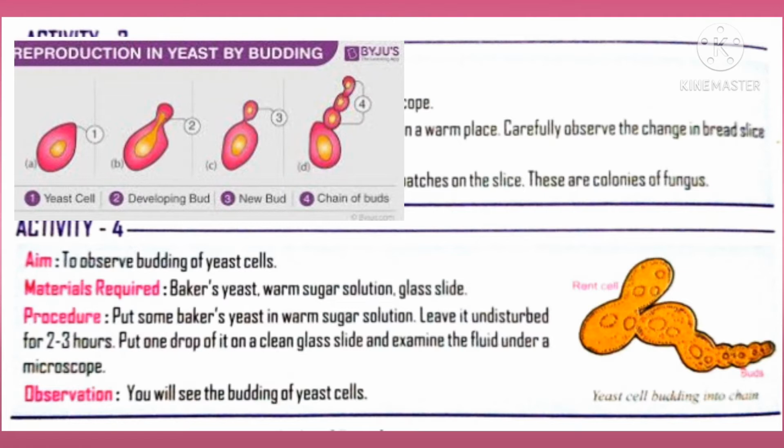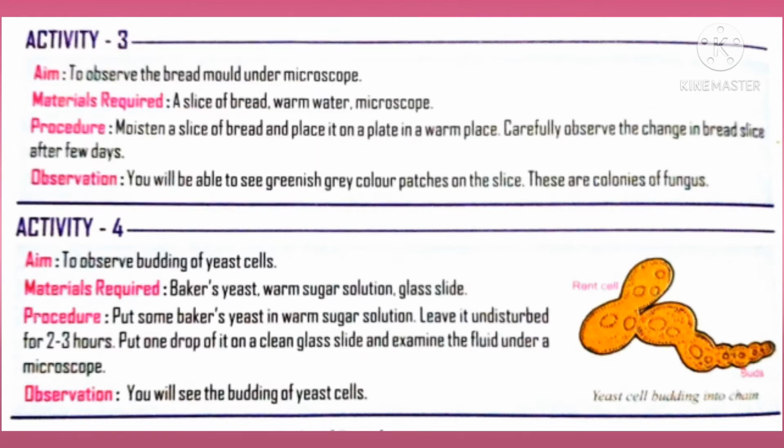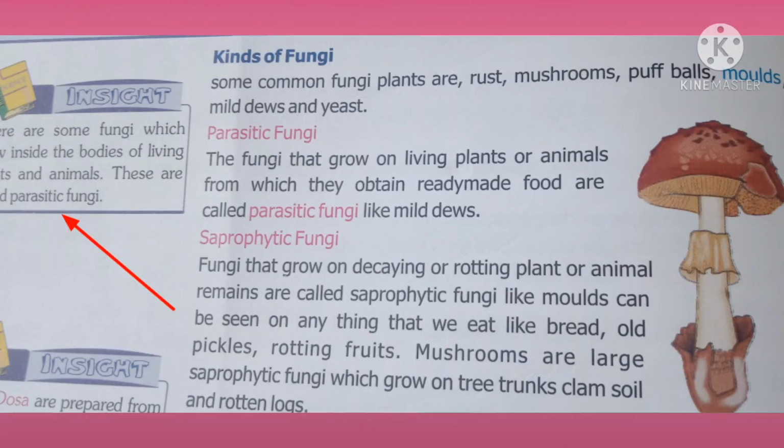What do we observe? We can see the outgrowth on these yeast cells, or we can say this is budding of yeast cells. Slowly this outgrowth will be detached from the parent cell, and this is the process of reproduction of yeast. Now we study fungi.